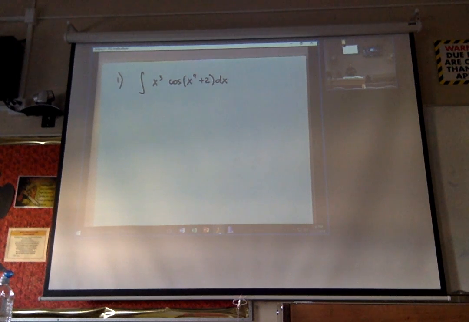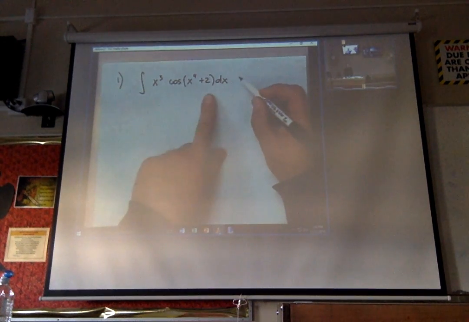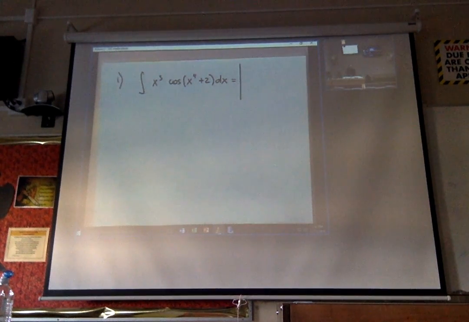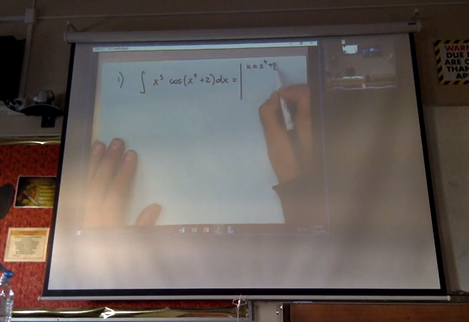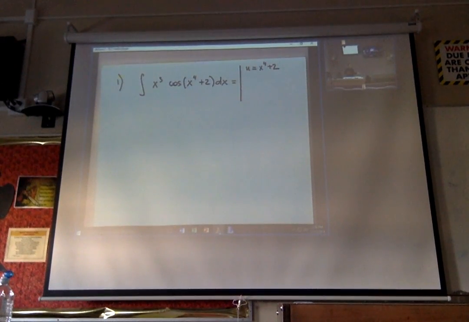Then you should think about this, okay, so my substitution should be what? What do you think? What is your u? Just guess. X to the fourth plus 2. Right. Because you don't want to have cosine of this, right? You want to have cosine of something small, which is cosine of u, right? So putting an equal sign, putting the vertical line, this is not absolute value, okay? It's just a vertical line. And you say u equals x to the fourth plus 2. That's your substitution.